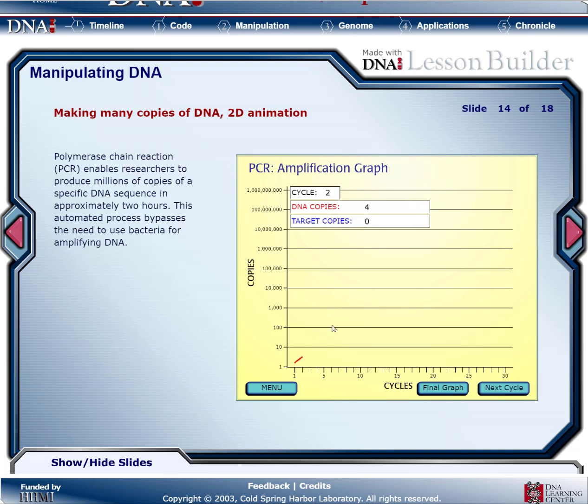Next cycle, DNA copies are 4. Okay, so it multiplied. Next cycle 3, we get 8. Target copies are 2, so in the blue, this dot. Cycle 4, DNA copies are 16 because we were able to multiply it by 2. It doubled, right, from 8 to 16. But we went from 2 target copies to now having 8.